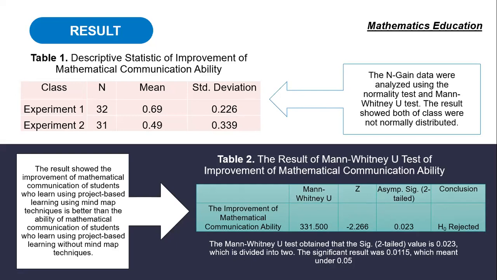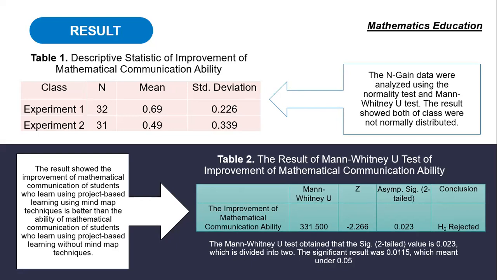So the next step is using the Mann-Whitney test to analyze the n-gain data. Here is table 2, the result of the Mann-Whitney test. For the improvement of mathematical communication ability, we can see the Mann-Whitney test obtained that the significance total value is 0.023, which is divided by 2. So the significance result was 0.0115, which means under 0.05.